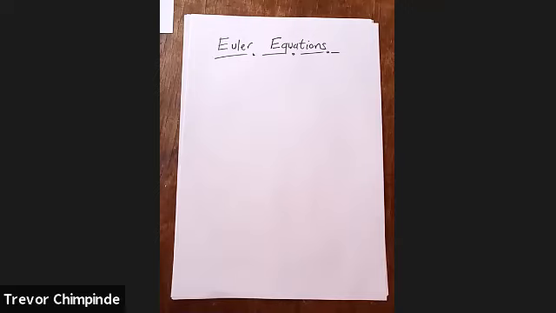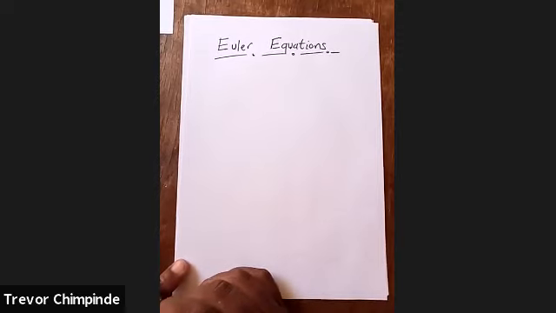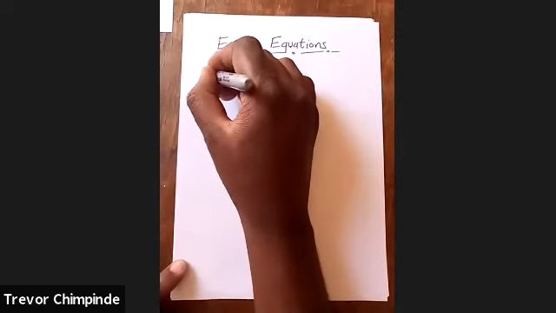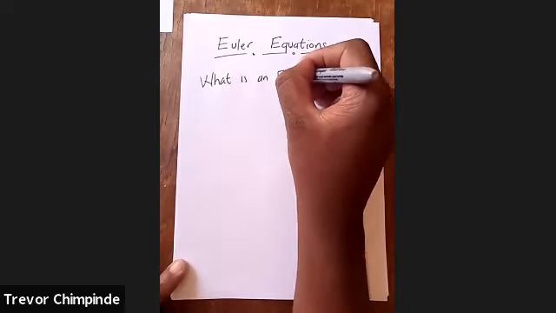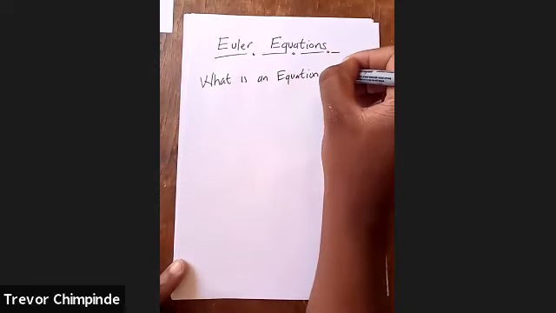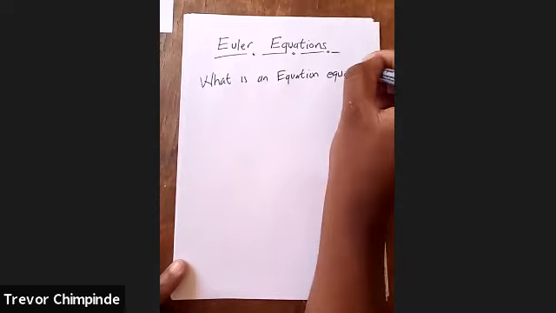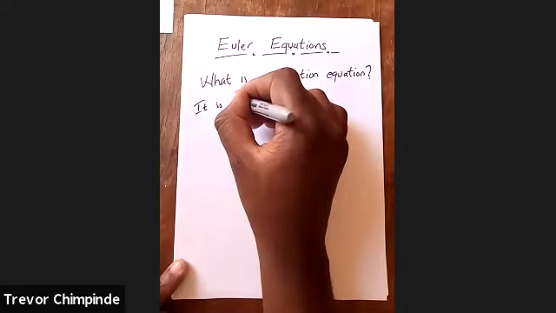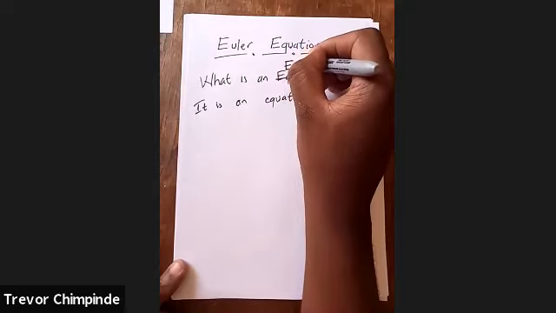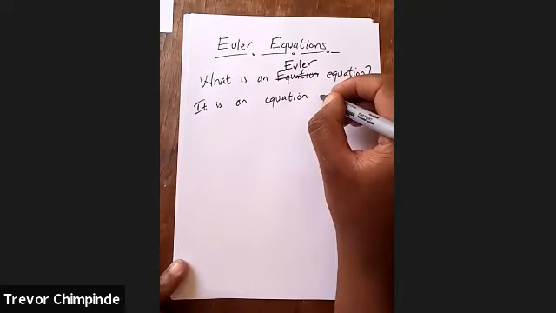So today we're dealing with something very easy, and we're dealing with what are called Euler equations. So what is an Euler equation? So it's an equation of the form.